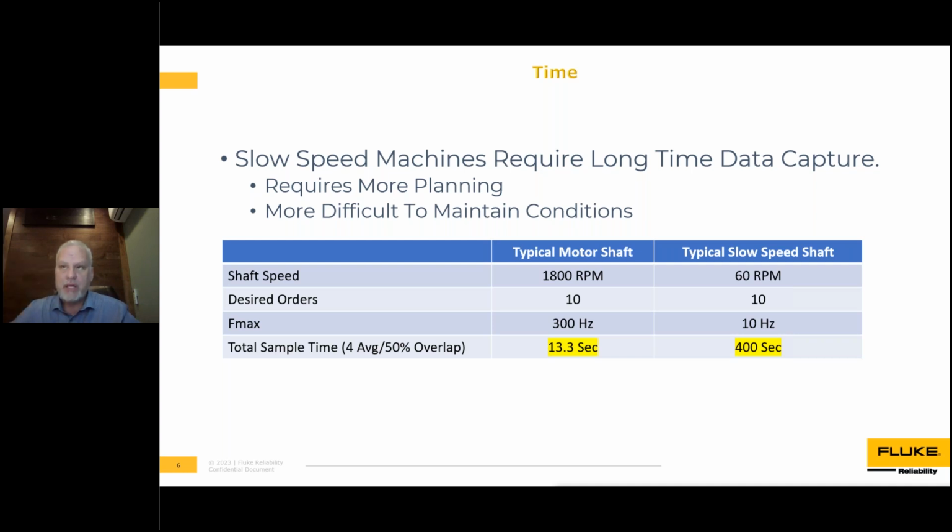The same range in a slow speed machine, and again, this would be 60 RPM, and it goes much longer if you go slower than that, but in 60 RPM, if we go for an Fmax of 10 Hertz, is going to take 400 seconds for a single sample. So single location on a machine, much, much longer. So that's challenge number one. Data collection times are much longer.